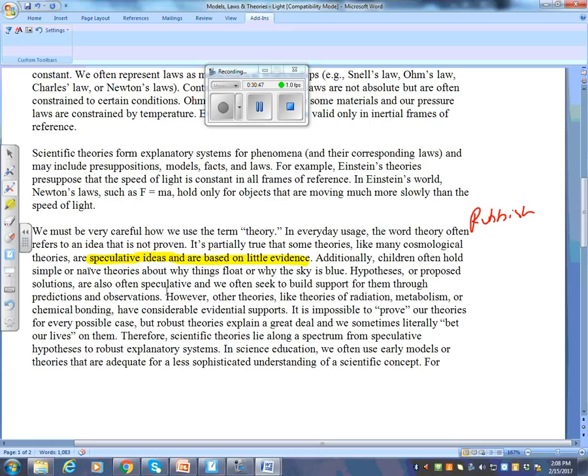It's partially true that some theories, like many cosmological theories, are speculative ideas based on little evidence. Additionally, children often hold simple or naive theories about why things float or why the sky is blue. Hypotheses or proposed solutions are also often speculative. There you go. And we often seek to build support for them through predictions and observations. However, other theories, like theories of radiation, metabolism, or chemical bonding, have considerable evidential support. In other words, there's a lot of data.